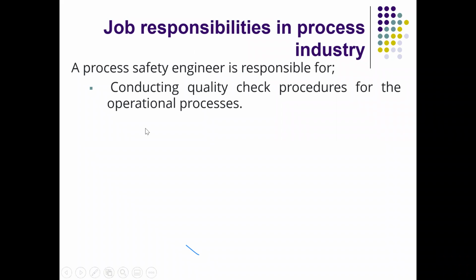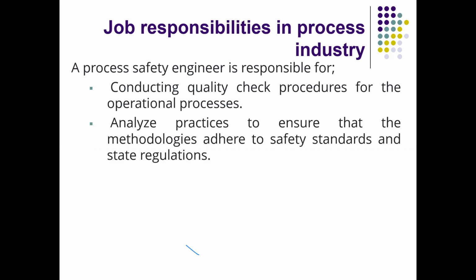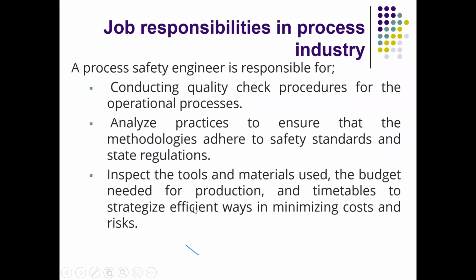They do quality checks for better operational processes, and operational processes cannot be set until we really know how the process works effectively. So we have to have our safety standards according to the state regulations, meaning the regulations of the respective departments, and that is a more important thing. They inspect the tools and materials used, the budget needed for production, and timelines, so that we can do efficient cost management and manage the risk involved. So these are mainly the jobs of the safety engineer in the industries.